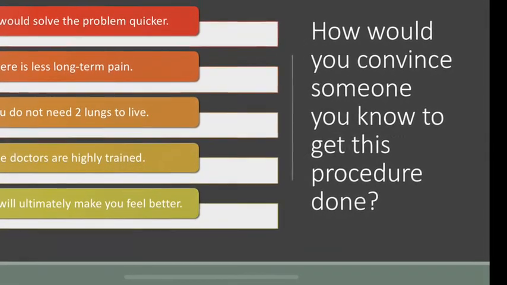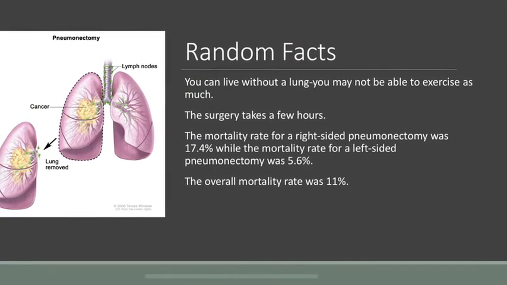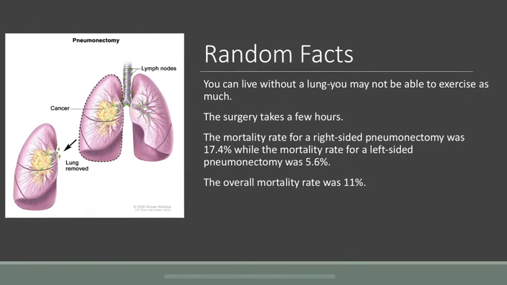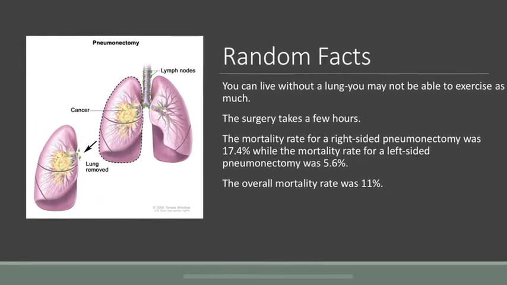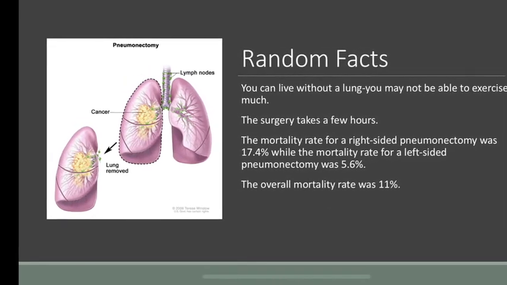Some random facts are that you can live without a lung, although you may not be able to exercise as much. The surgery takes a few hours. The mortality rate of a right-sided pneumonectomy was 17.4%, while the mortality rate for the left-sided pneumonectomy was 5.6%. The overall mortality rate was 11%.